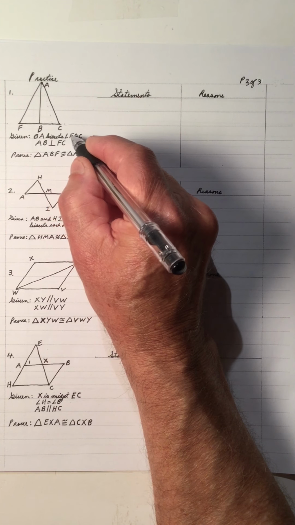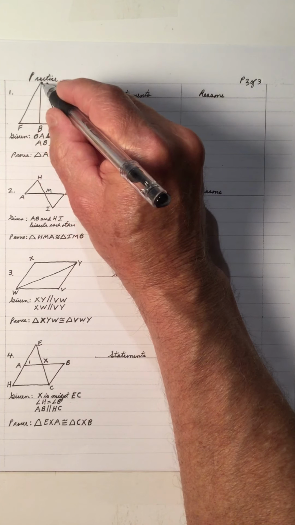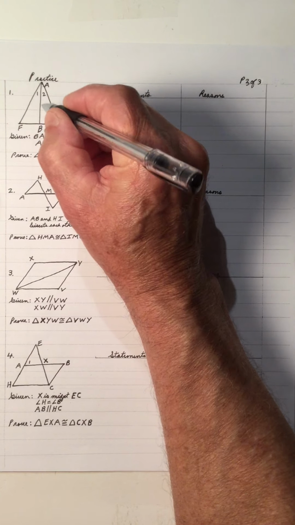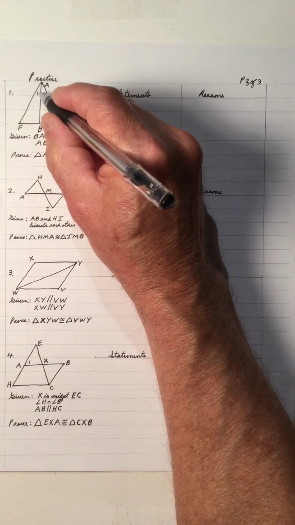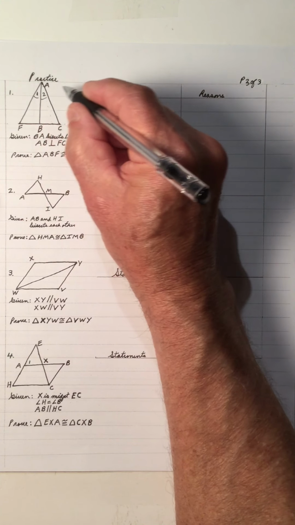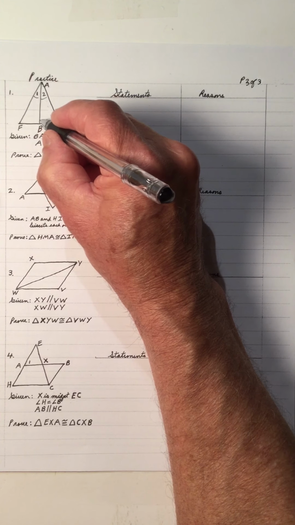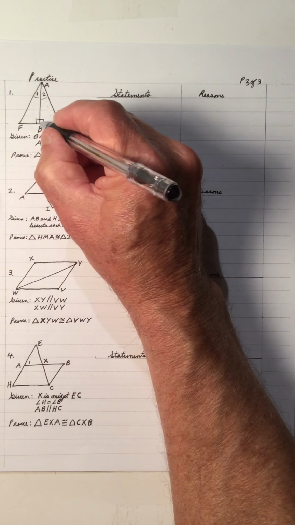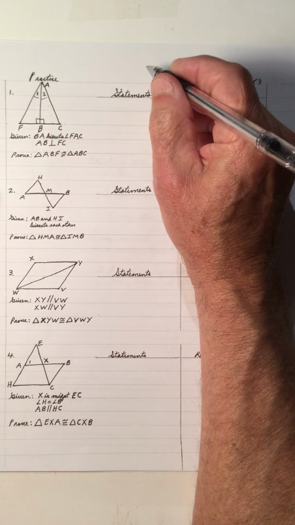BA bisects angle FAC. So that makes these two angles equal. Again, I'm going to name them with 1 and 2. Instead of going FAB and CAB, which you could, I put a 1 and a 2 here. So these two angles are going to be equal. AB is perpendicular to FC, so that means the right angle at B on each side. So ABC and ABF are perpendicular.